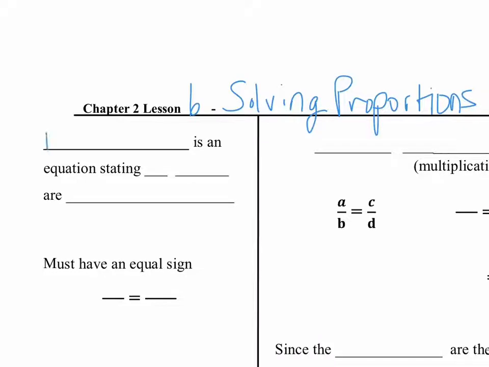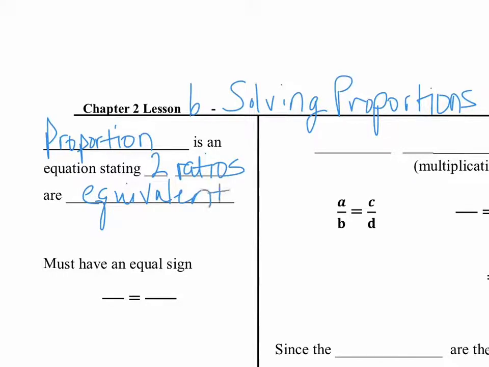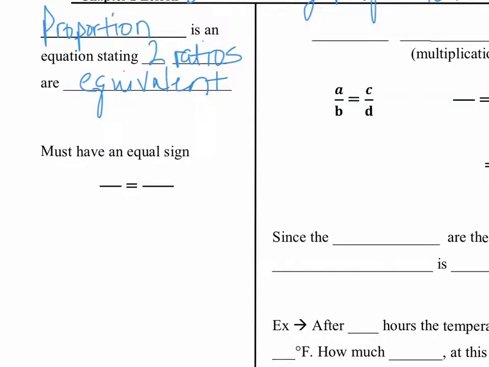Proportion. A proportion is an equation stating that two ratios are equivalent. You must have an equal sign. Here is an example: 3 over 4 equals x over 12. We did this in an earlier lesson in Chapter 2.